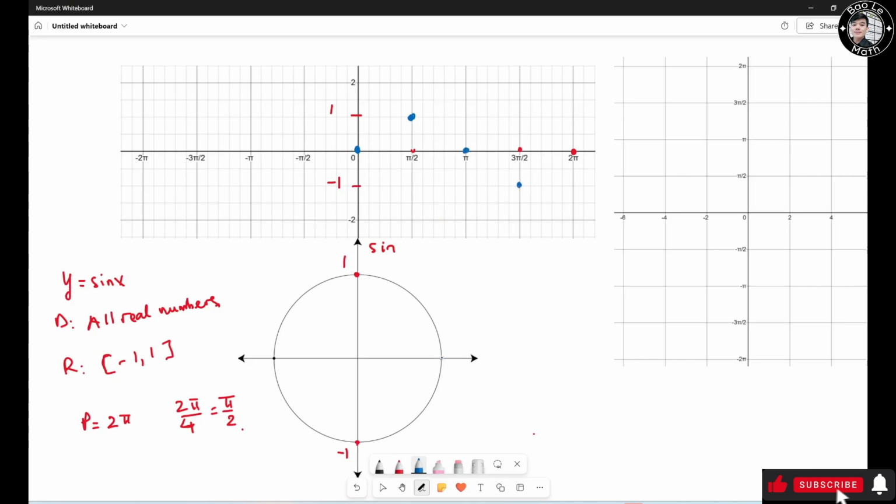You look at this one, it starts right here, goes to the maximum right here, this is the first quarter, goes to the midline right here, and then goes down to the minimum right here, and goes back to the midline right here, right? Alright, so you just connect this guy. Then if you copy this one to the left hand side, it's gonna be like this.